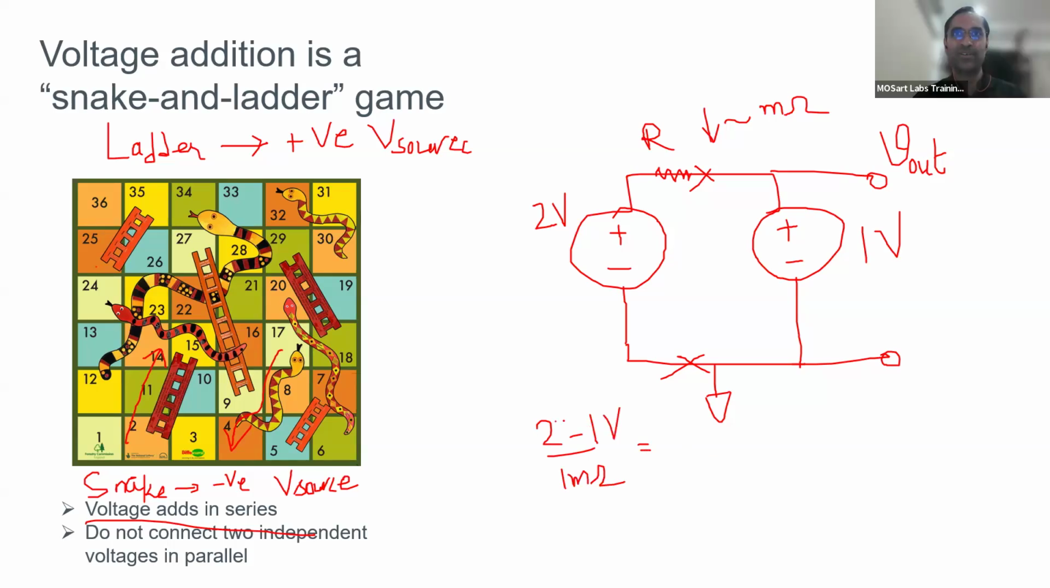Volt by ohms is how much? Amps. How many amps? 1000 amps. 1 volt by 1 milliohm. So this is 1000 amperes.